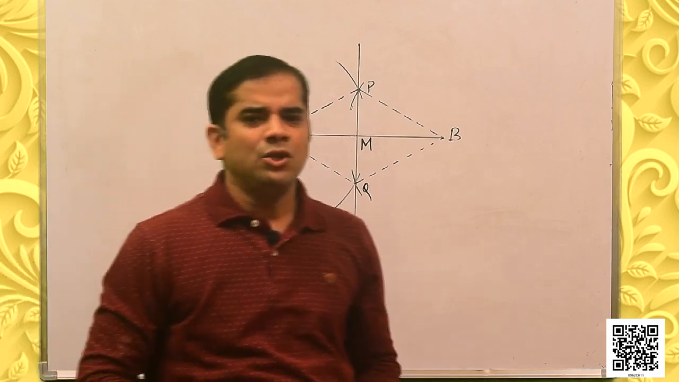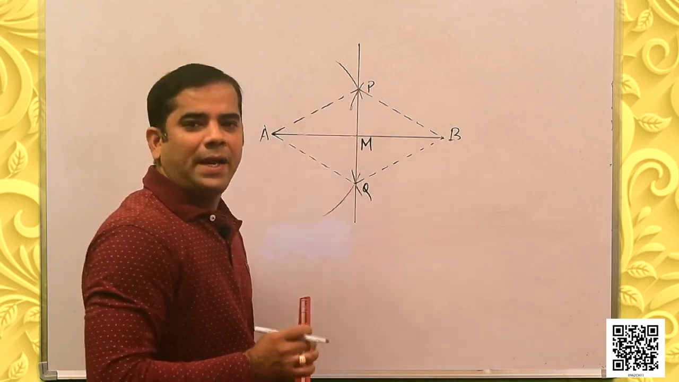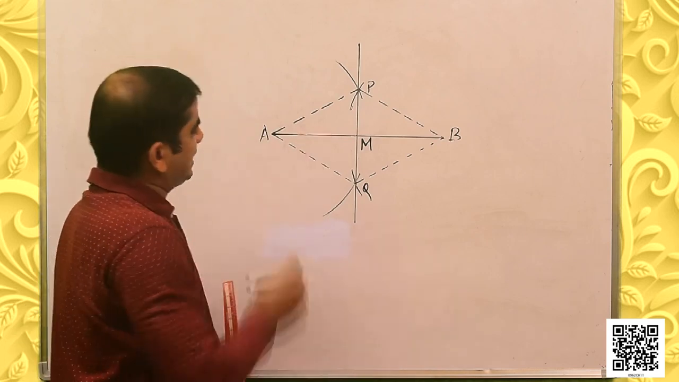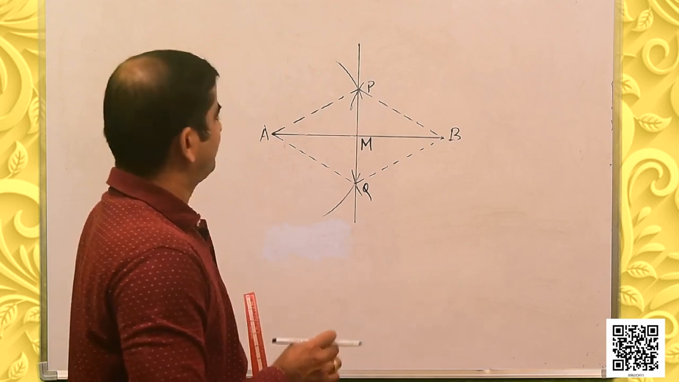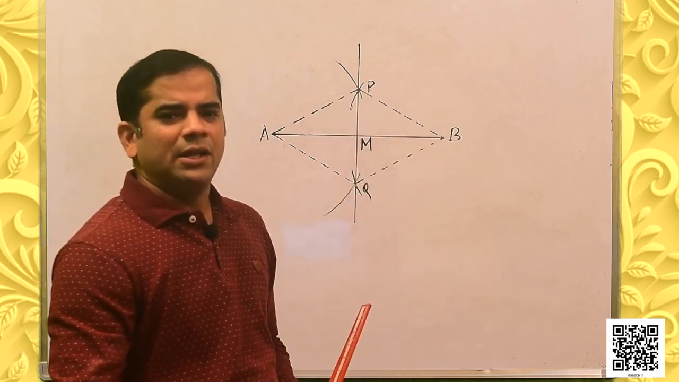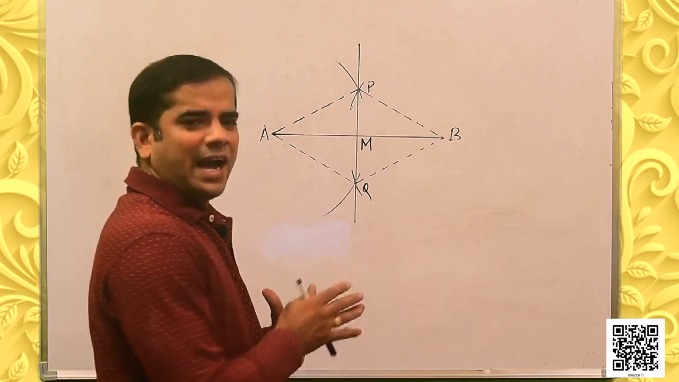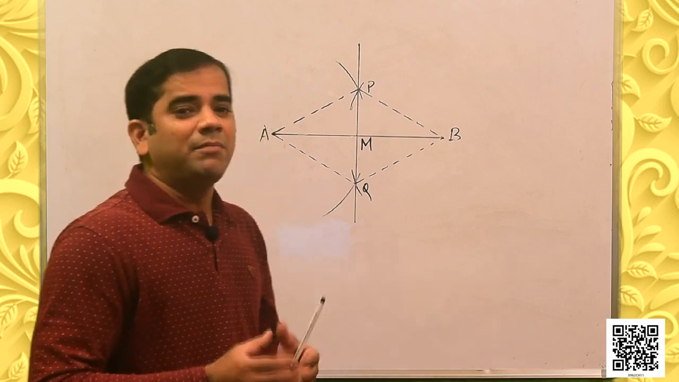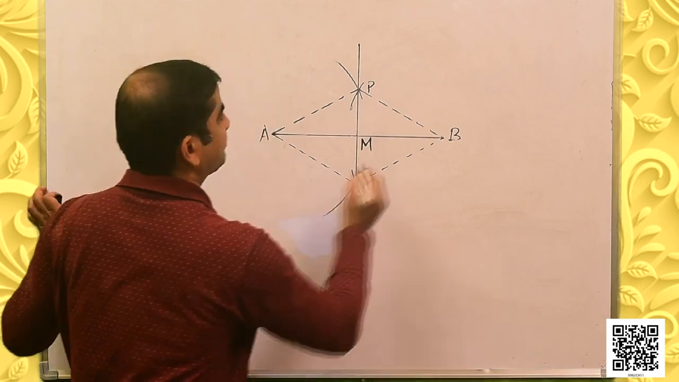Fine. So I have joined point A and point B to point P and point Q. Now you can clearly see that we have two triangles, PAQ and PBQ. So in triangles PAQ and PBQ, let us find whether they are congruent or not. If they are congruent, then we can find out some required data.